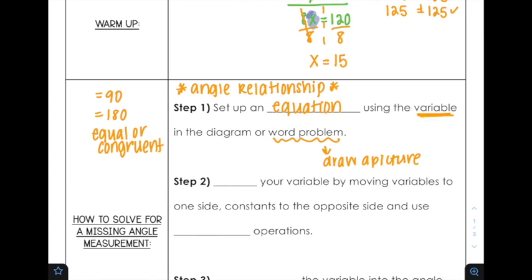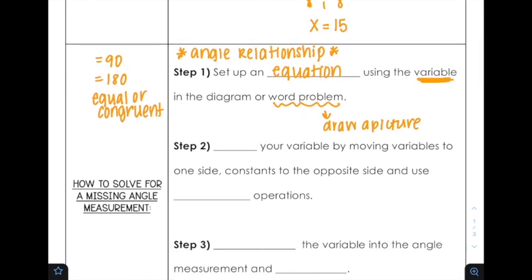And again, you're solving for the variable, which may or may not be your measurement. You're going to see examples where the variable will equal the measurement of the angle, and the variable might just be a part of the angle measurement that you have to find out. So reading the question is super important.